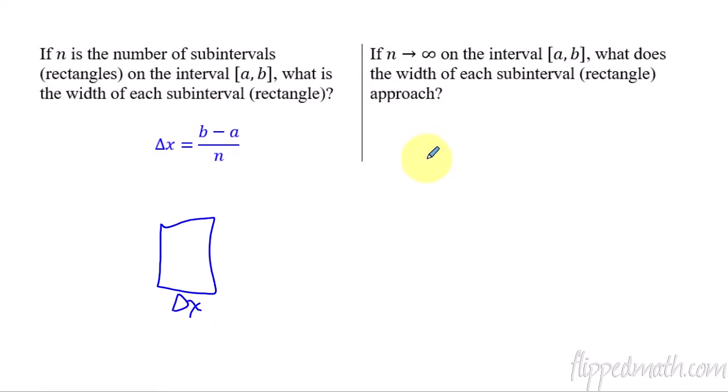Okay, think about this one other way: if we have the number of subintervals approach infinity, what's the width approaching? The width, this delta x, if we have an infinite number of rectangles, is getting smaller and smaller and smaller. So this width shrinks. I just held my hands in the air and you can't see what I'm doing. It's getting smaller and smaller and smaller and approaching 0.